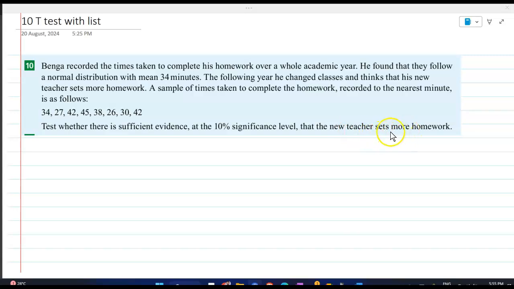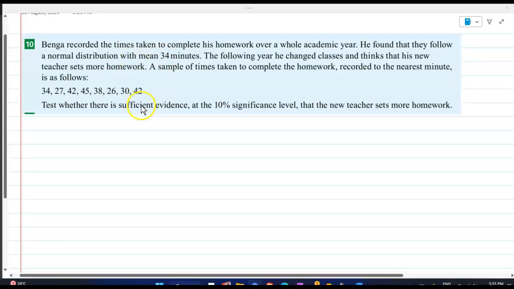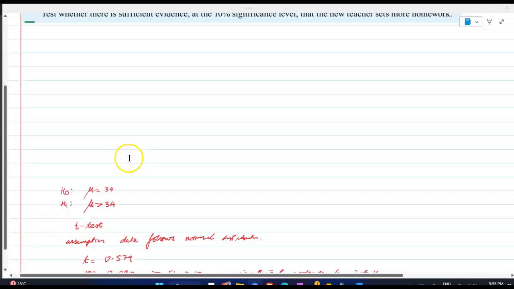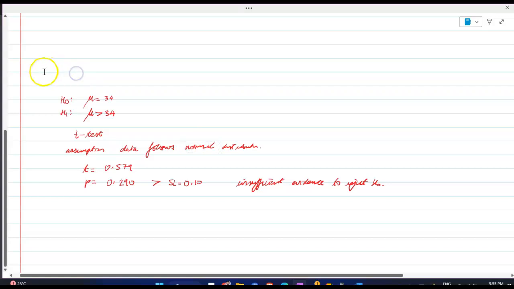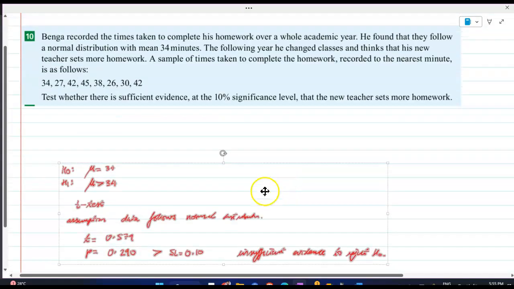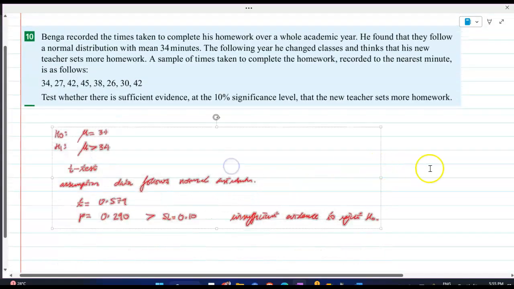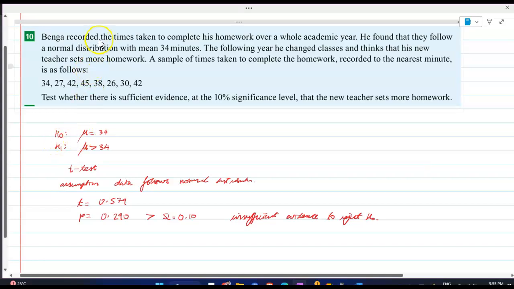Now what is important here is you have to write your null hypothesis first. What is your null hypothesis? That the mean is 34. There's no change. You can say the teacher keeps the same amount of homework, but they won't give you full marks, because you have to write it mathematically. Null hypothesis: whatever the old teacher set, the new teacher set the same. Remember, null hypothesis, no change.